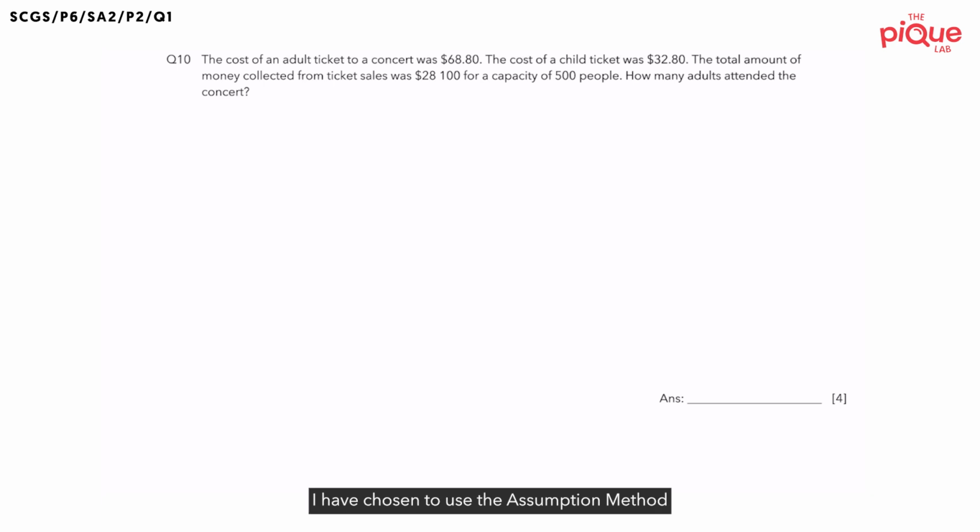I have chosen to use the assumption method to solve this question. Some of you may know it as the supposition method. So how does this method work on our question? Follow me as we assume something. Going back to the first sentence, the cost of an adult ticket to the concert was $68.80. We know that there is a total of 500 people. I'll first assume all 500 tickets belong to the adults.